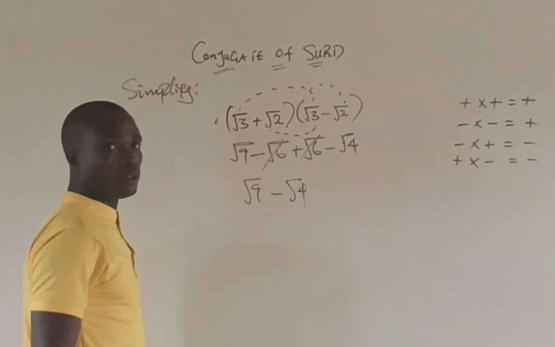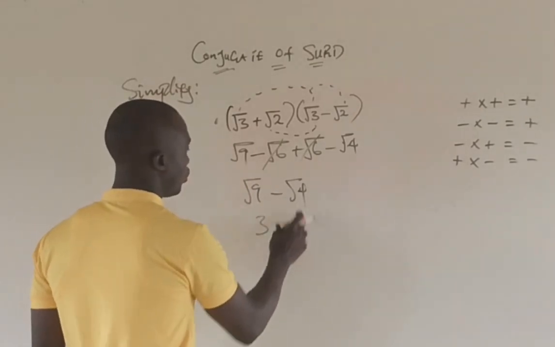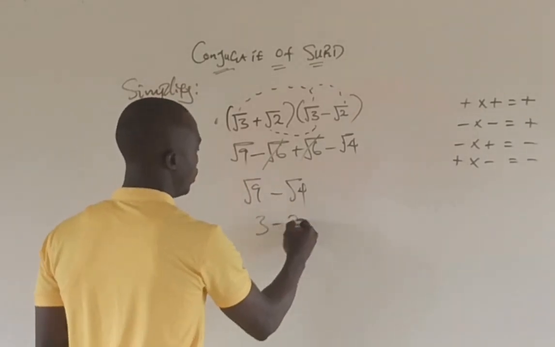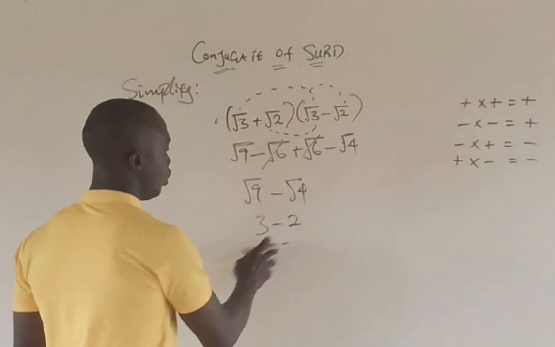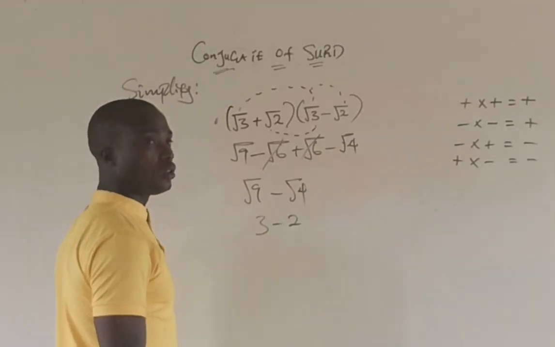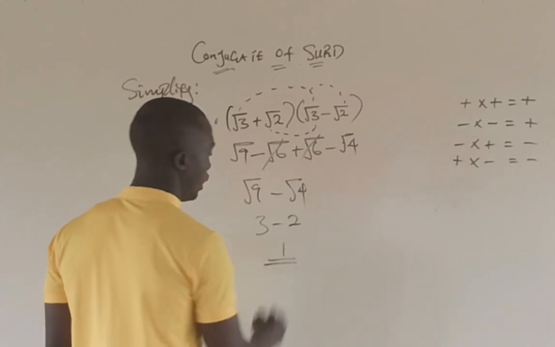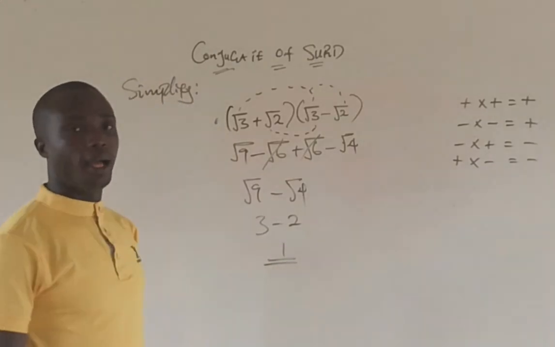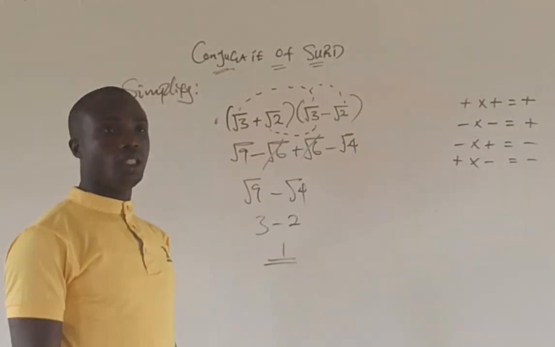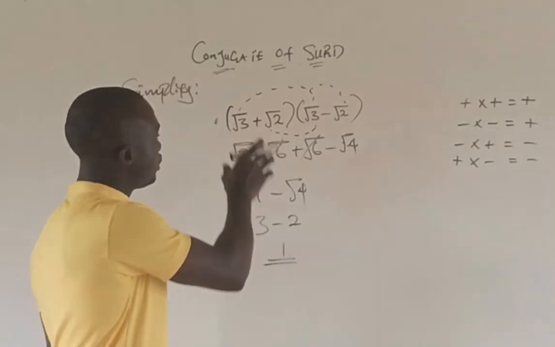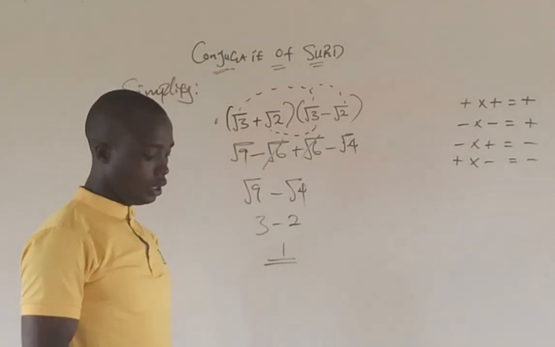Root 9 will give us 3. Root 4 will give us 2. 3 minus 2 will give us 1 as our final answer. So please, this is how our conjugate of surds is being solved.